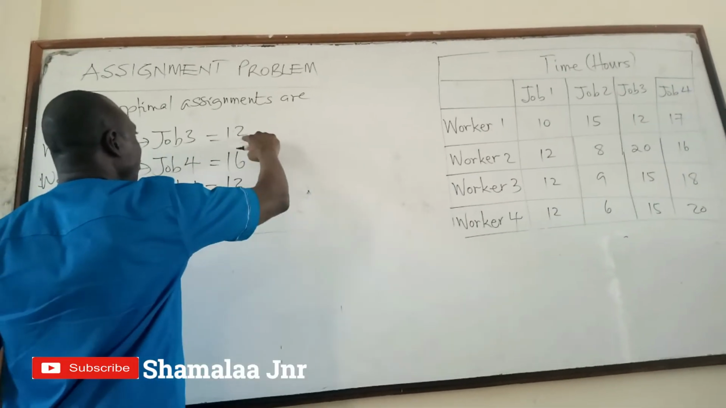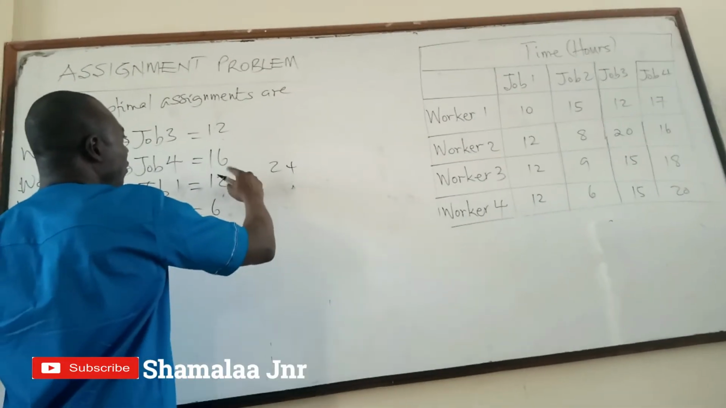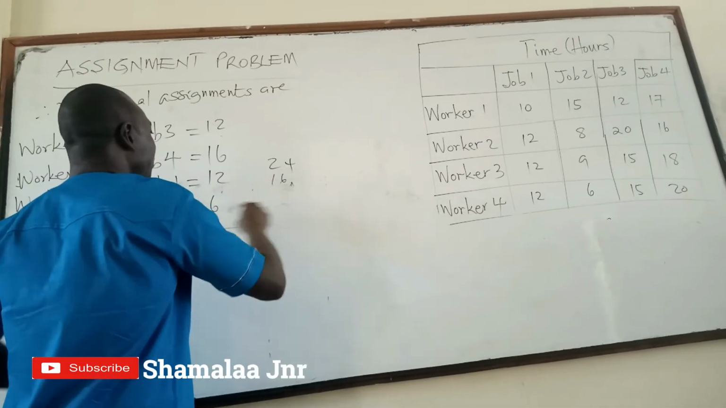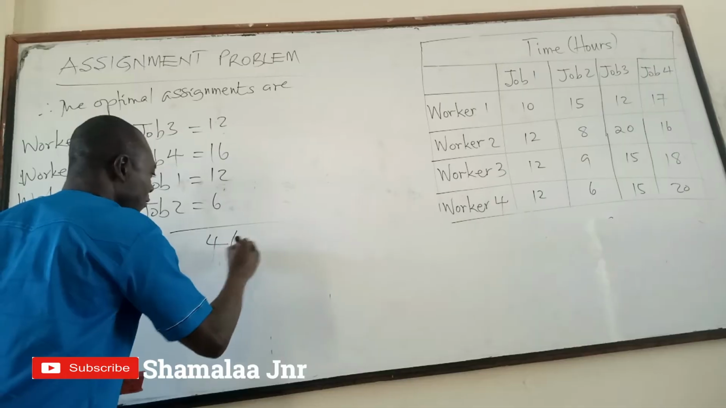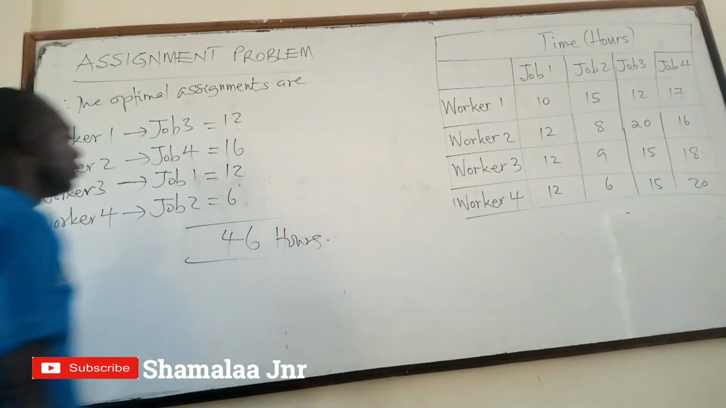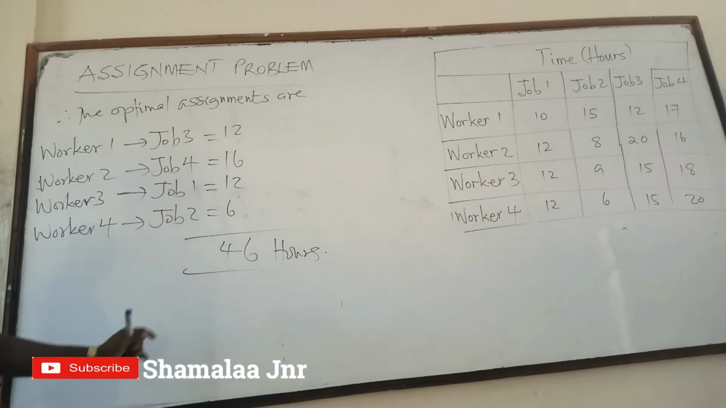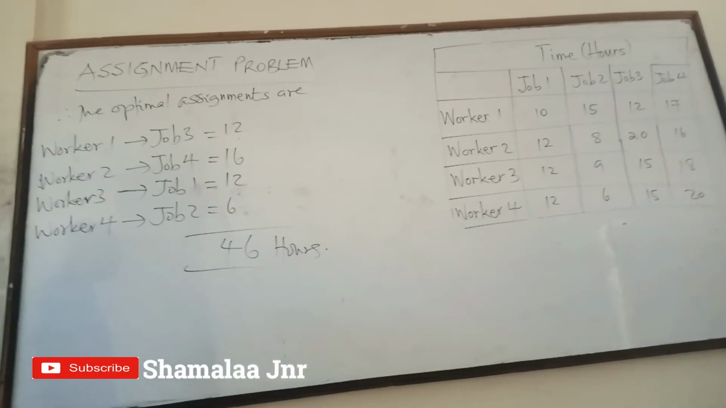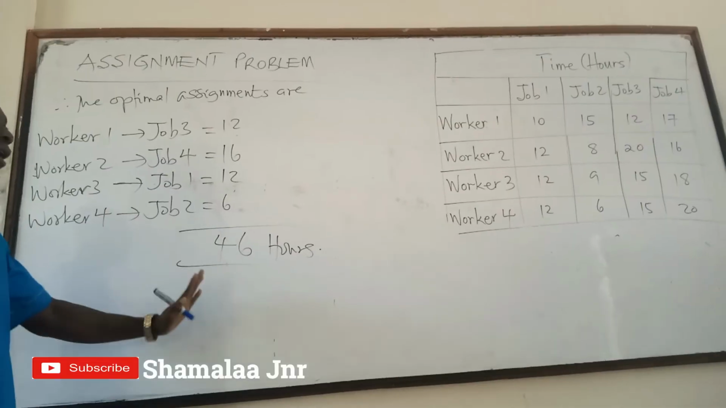Okay, let me do it this way. This is 24. 24 plus 16. That is 40 plus 6. That is 46 hours. So it means that the total hours that will be needed to perform the 4 jobs is 46. And this is the optimal hours. Optimal hours that will be needed.